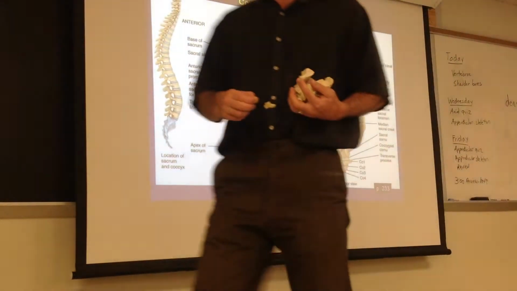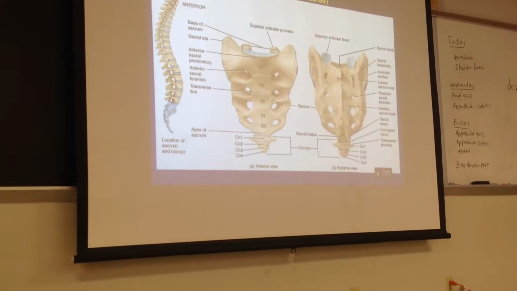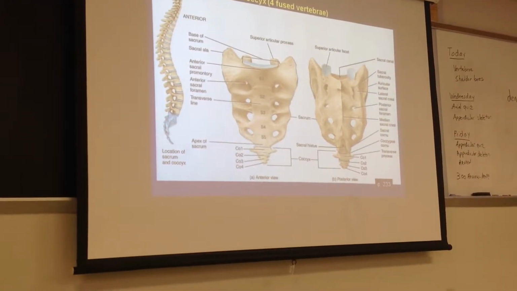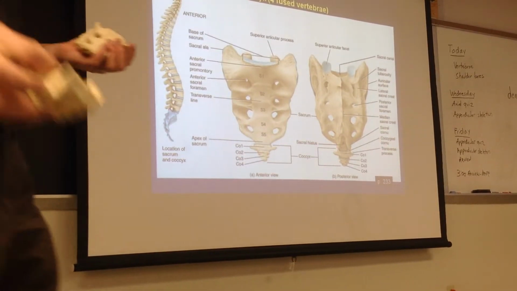And I have very few of these because they're extraordinarily brittle. This is my only one. I think this is the only one we have anywhere in the department of a real tailbone, coccyx. And I'll pass these around, but I've got 2 sacrum and the 1 coccyx. The coccyx is the tailbone.